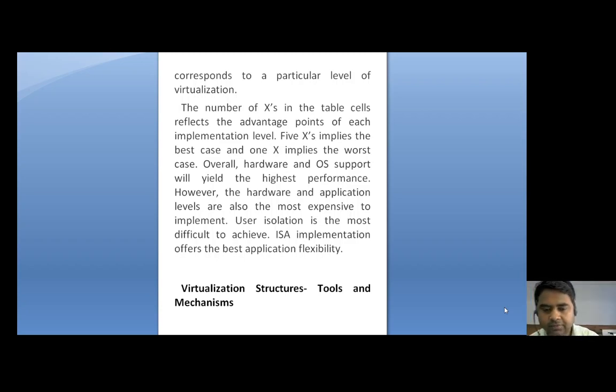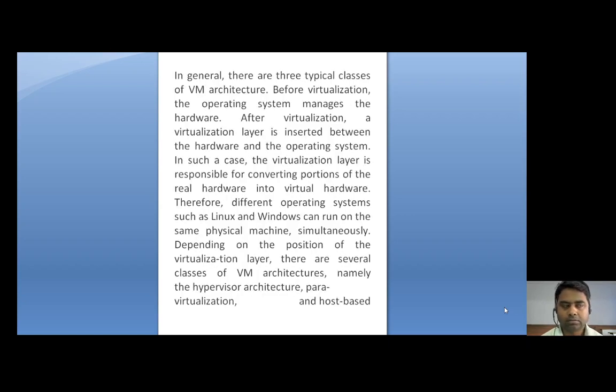In today's lecture, we will see what virtualization structures are and what the various types of tools and mechanisms available for the virtualization concept are. So basically, in general, there are three typical classes of virtual machine architecture. First, before virtualization, the operating system manages the hardware, and after virtualization, a virtual layer is inserted between the hardware and the operating system.